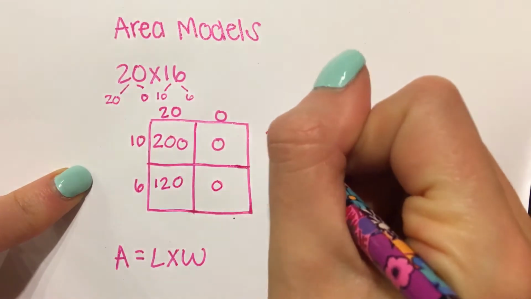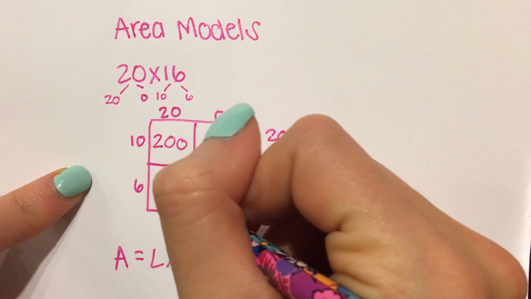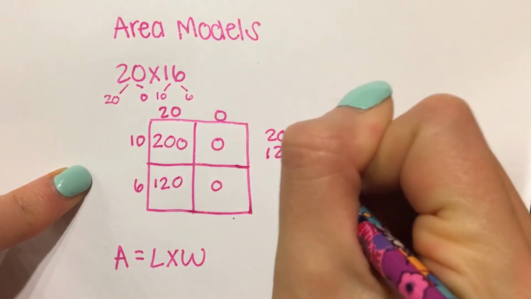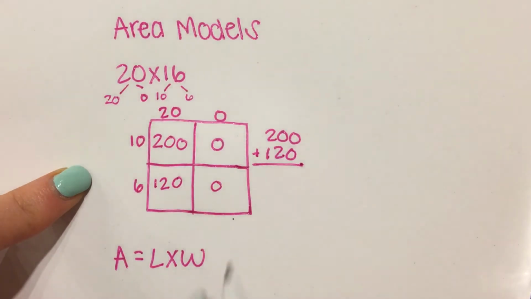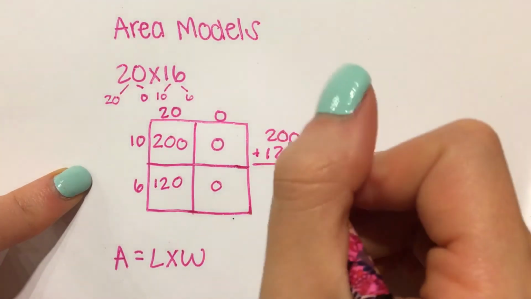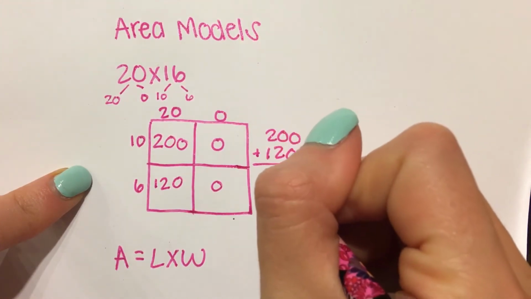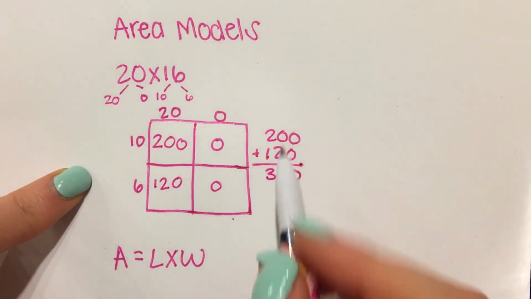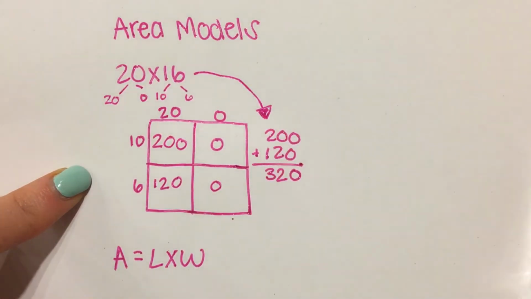Now I want to go ahead and add up my pieces. So I have 200 plus 0. Don't need to write anything for that. 120 and 0. Don't need to write anything for that. So I know that 200 plus 120, 0 plus 0 gives me 0. 0 plus 2 gives me 2. 2 plus 1 gives me 3. So my product, the answer I get when I multiply, is 320.